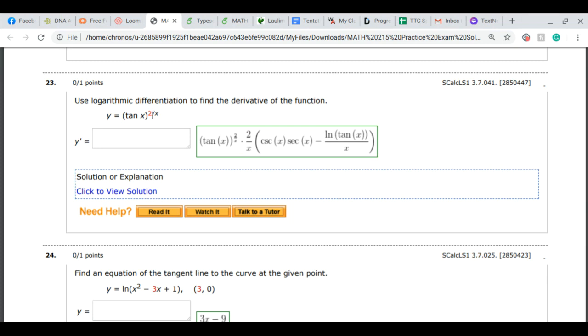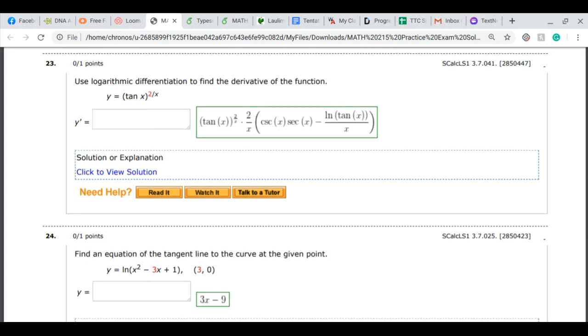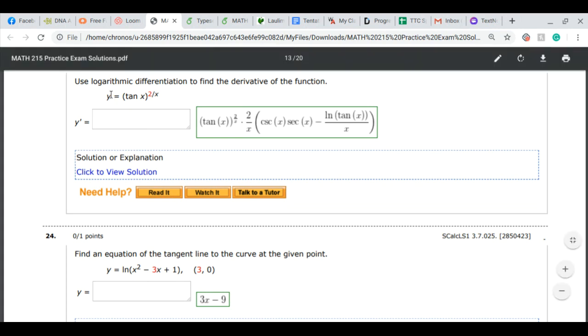Number 23. Use logarithmic differentiation to find the derivative of the function. So here, take ln of both sides. We get ln of y is equal to 2x times ln of tangent. Now we just differentiate. Well, what's the derivative of ln of y? It's y prime over y. What's the derivative of 2x times ln of tangent of x?